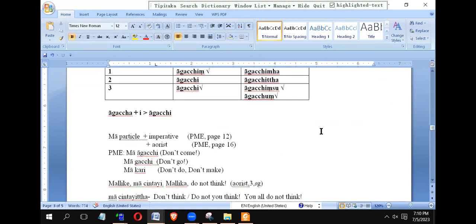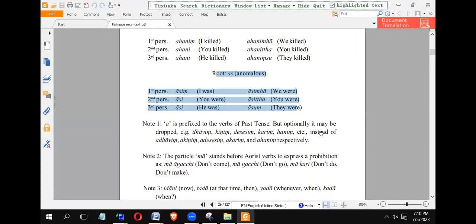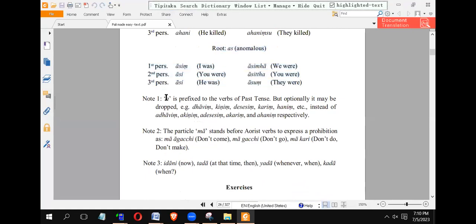All right. So now on the Pāḷi Made Easy, just now we explained this. A is optional, right? So we already explained the a here. Another one, because it will show in an example, mā, okay? Stands before the aorist verbs to express prohibition. Mā agacchi. Mā is don't, all right? So agacchi from the gacchati, come.